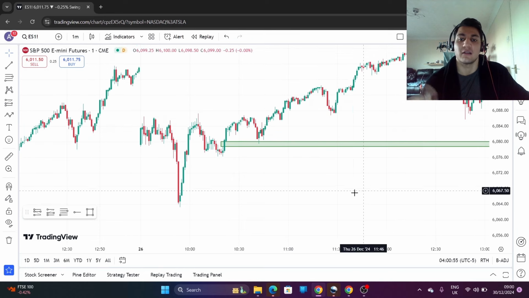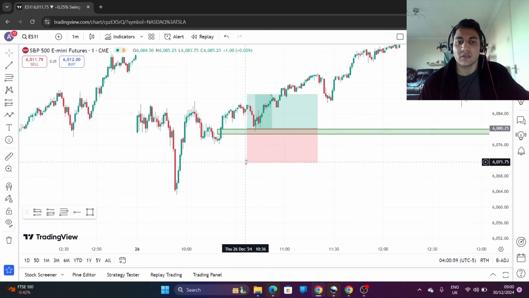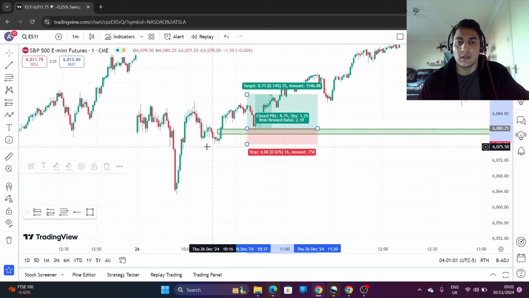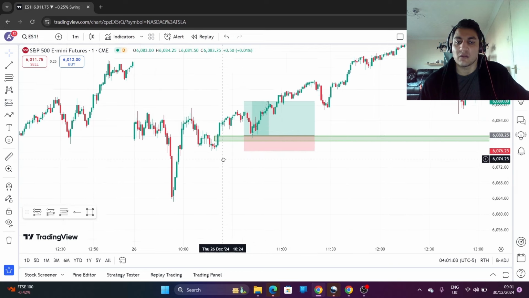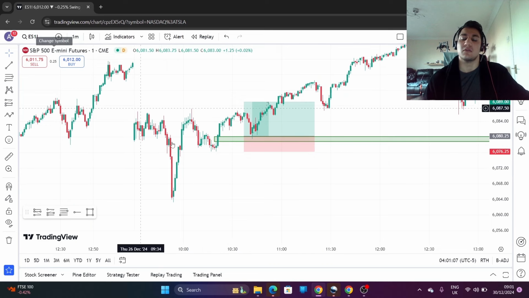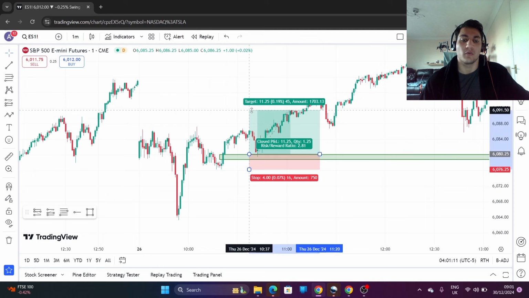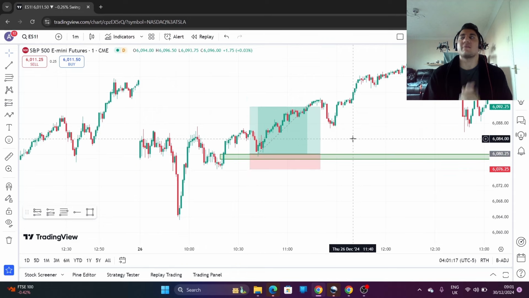You enter on that fair value gap like this, and put your stop loss at the swing low, like that. Always put it at the swing low. It's nice and easy. You don't need a really tight stop loss, especially on the 1 minute chart. And for take profit, you're going to target at least a 2-to-1 or a 3-to-1, like this. There's your 3-to-1. Nice, easy, high probability scalping model.